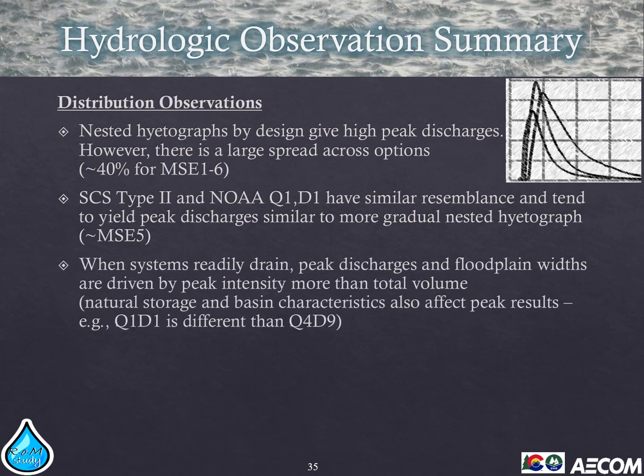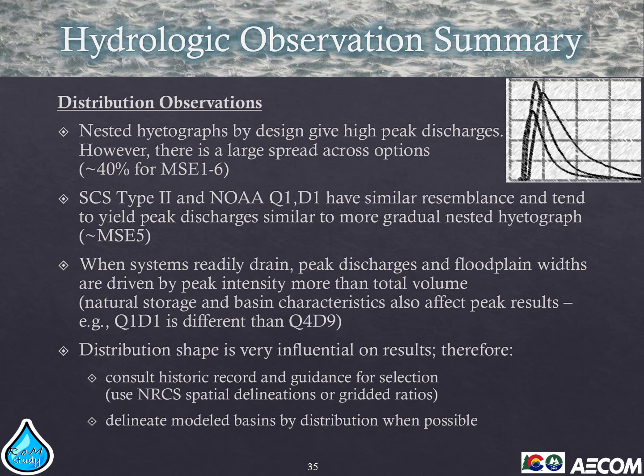And when a system readily drains, the peak discharges in the floodplain are going to be driven by those peak intensities more than the total volume or the total depth that's applied. And also this will be drastically affected by natural storage there. Essentially, even if you have a drastic Quartile 1, Decile 1, or Quartile 4, Decile 9, the degree to which there's natural storage there will actually offset the peak discharges still.